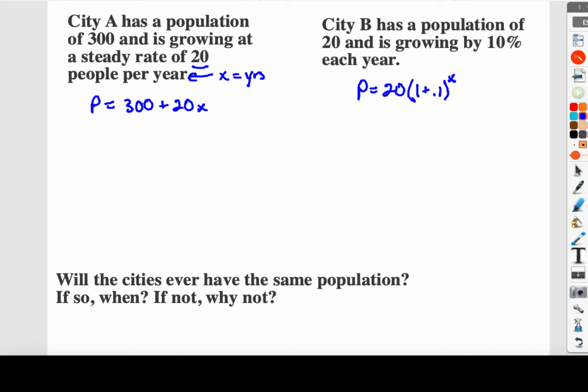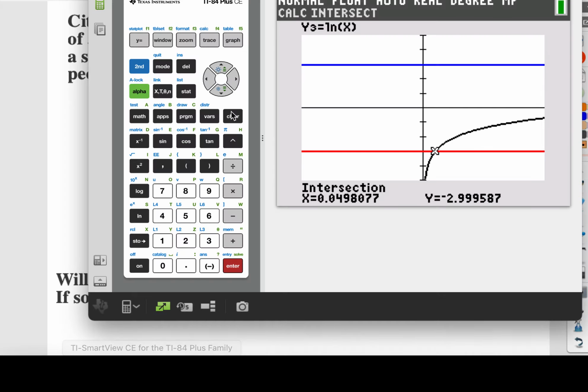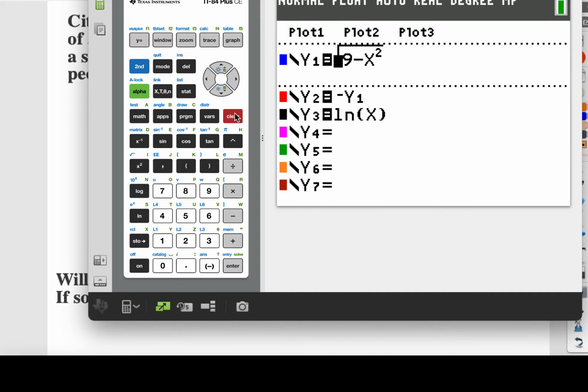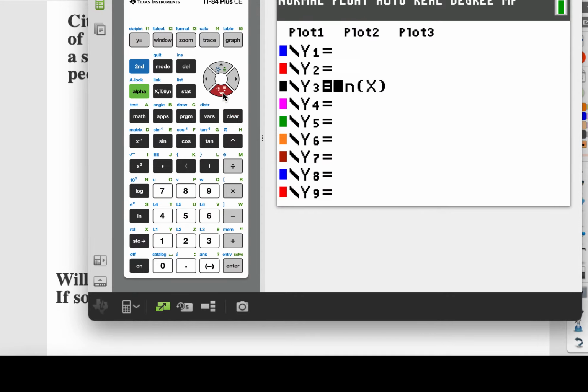This would be a great opportunity: will the cities ever have the same population? If so, when? If not, why not? This would be a great chance since they're both solved for P. We could do substitution, but I'm thinking this would be a great graphing problem. So let's hop onto our calculator. Let's go ahead and clear out one of these old problems here, and let's type this thing in.